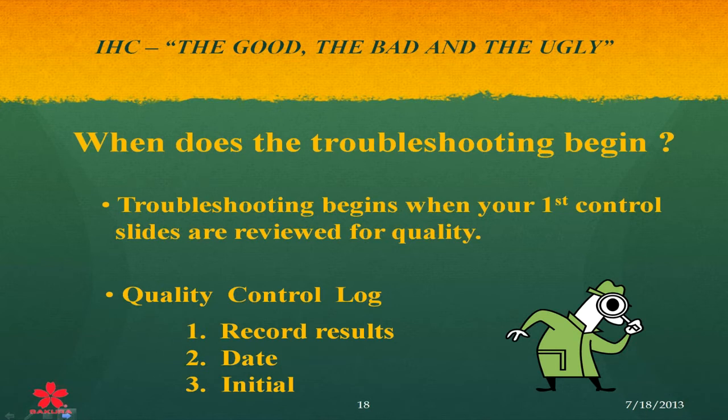All of us keep a quality control log in our lab. You record the results, the date, and the initial. Your techs need to be sure and initial that. So if something comes up, you might need to go back to that tech and say, if there was a problem, or if maybe the control was just beautiful, the staining quality was just beautiful. You need to let them know.